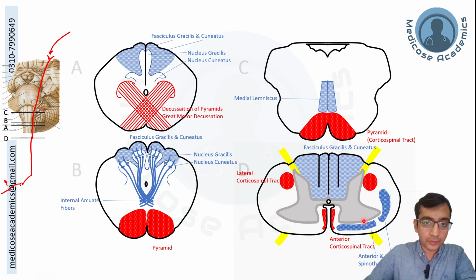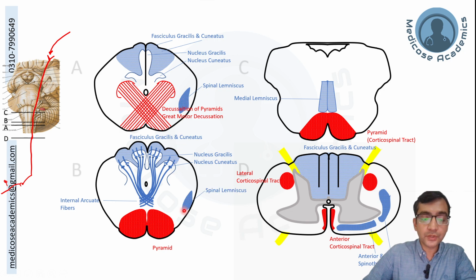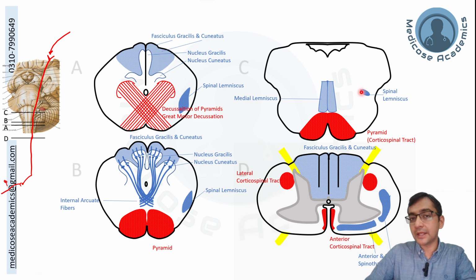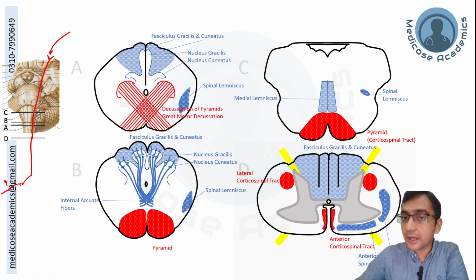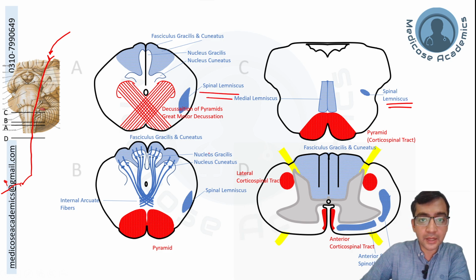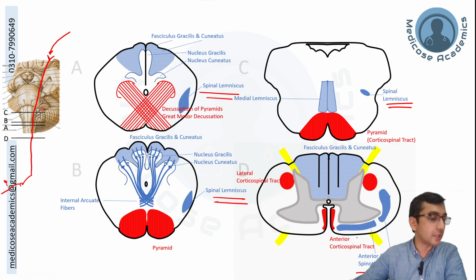At the level of picture A, you will see it is going on the lateral aspect of the lower part of the medulla. Then you will see it on the lateral aspect of the upper part of the medulla, continuing there. For those of you with a keen eye, you must have seen that here it has changed its name to spinal lemniscus, as opposed to the anterior and lateral spinothalamic tract.